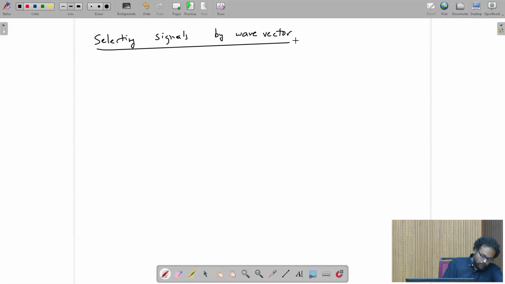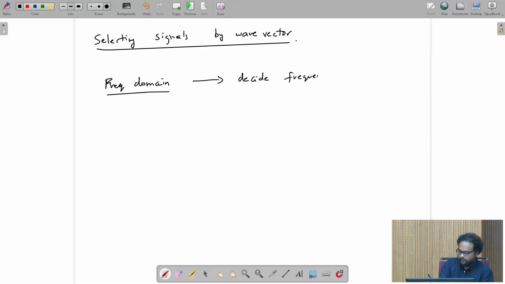So we can do this in two ways. We can do this in the frequency domain. But remember, there's also momentum conservation, there's also energy conservation. So for given chosen wave vectors, you decide frequencies along each wave vector.